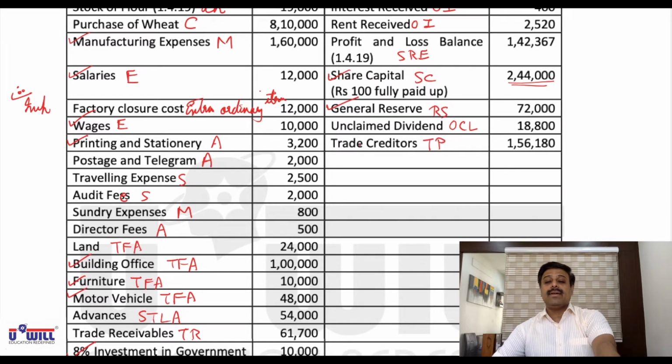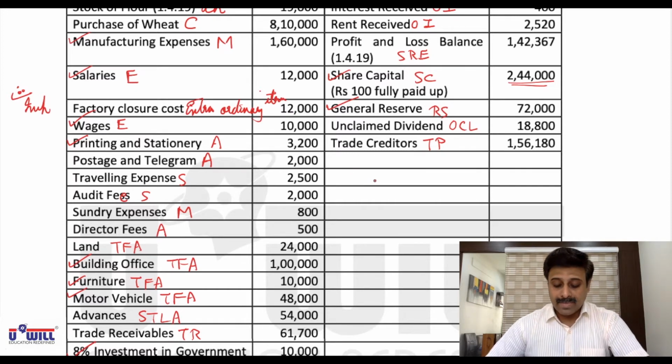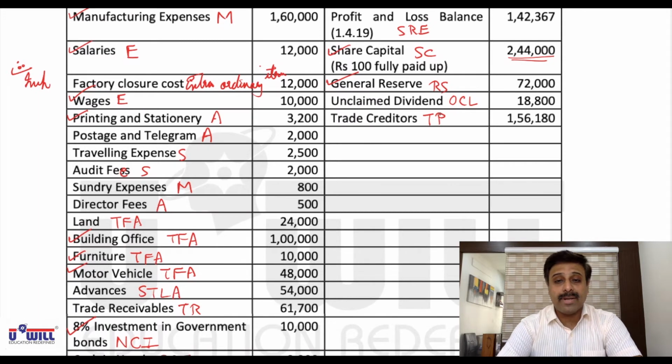Unclaimed means the dividend is paid by the company but shareholders have not collected the money. So it used to happen in the past. Now, because of electronic transfer, it gets credited to your bank account immediately. But in olden days, the company used to send the dividend to the shareholders by check, dividend warrants by check, and then you present that check in the bank and collect the money.